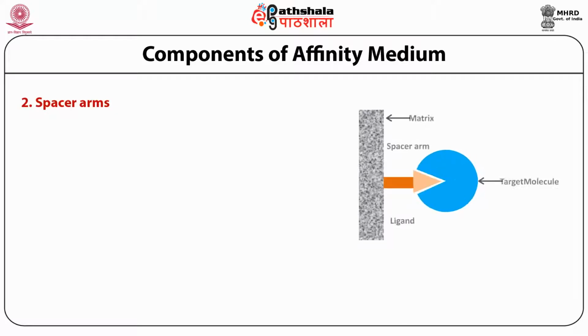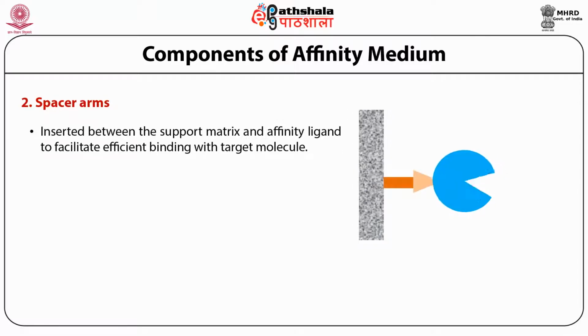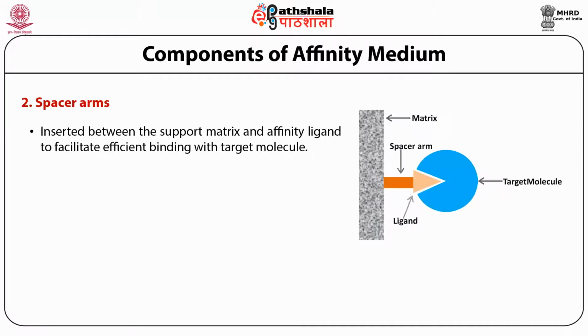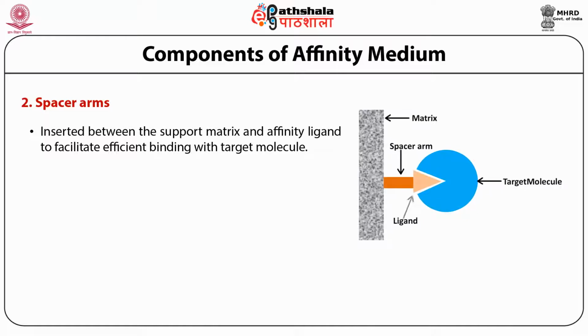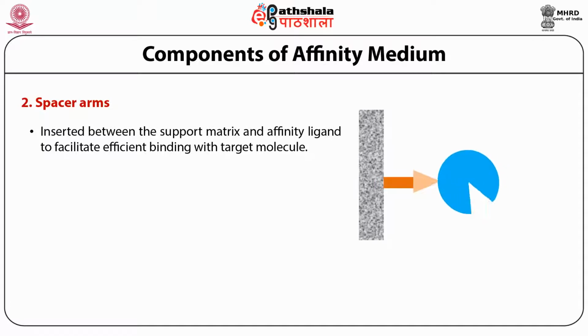A spacer arm, which is shown on the screen, is usually inserted between support matrix and affinity ligand that facilitates proper binding with the target molecule. The spacer arm is helpful in providing a more effective binding environment.